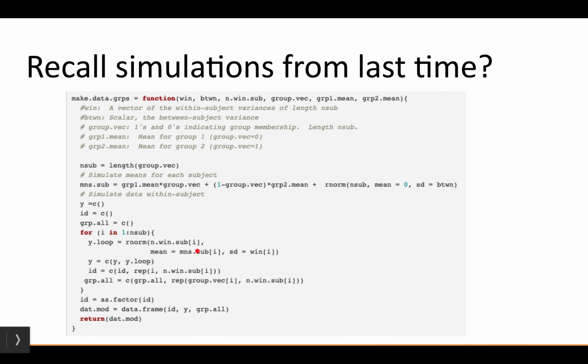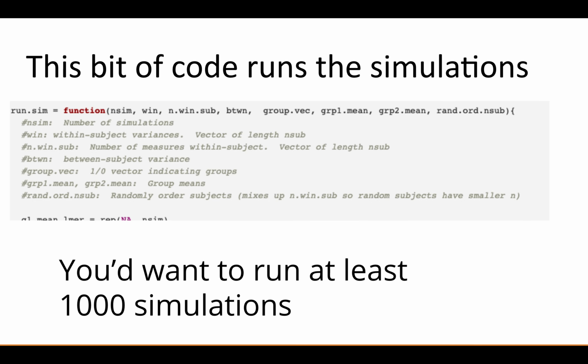So here's the function that makes the data. It's very similar to before, but now I have allowance for different group means. My group 1 mean will be set to the same value as the group 2 mean when I look at type 1 error, because that would be the null. And then I can change the within subject variance, between subject variance, the amount of data each subject has. So this is a vector, and then a group vector, and so on and so forth. I'll let you read through this on your own. Very similar to the other simulation code that I've gone through.